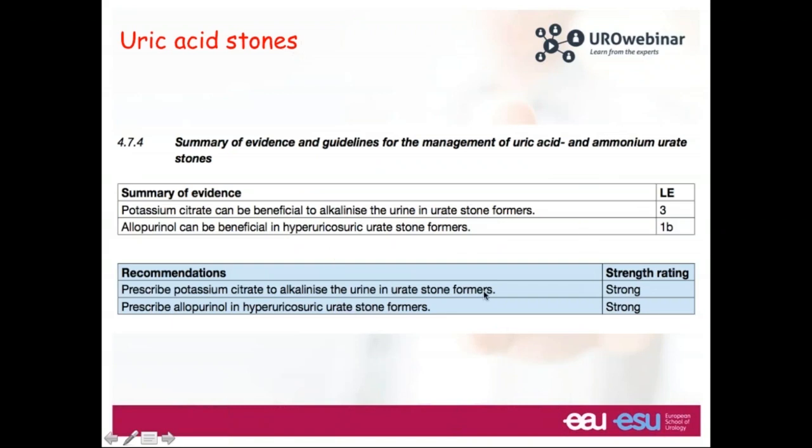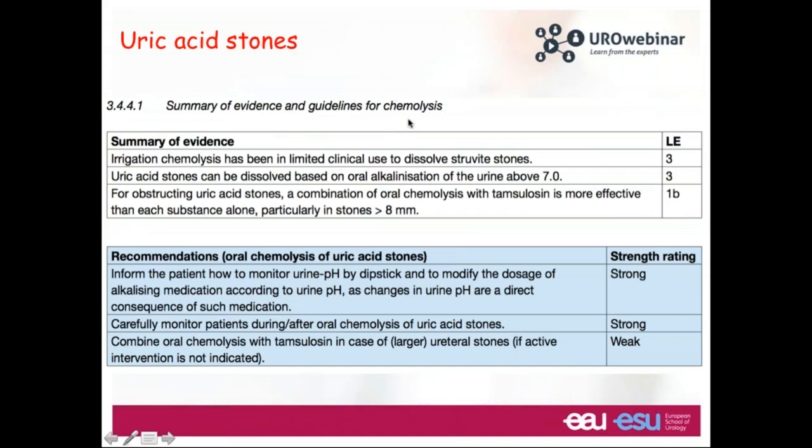The level of evidence and the recommendation about the uric acid stone is quite good for the allopurinol. For alkalinization, although we use it, it is not that high. The recommendation is strong for both alkalinization and allopurinol in uric acid stones. And regarding the oral chemolysis for uric acid stones, I think it's a strong recommendation to advise the patients to monitor by dipstick and to modify the dosage depending on the urine pH. Then to carefully monitor the patient, this is a must after oral chemolysis for uric acid stones.